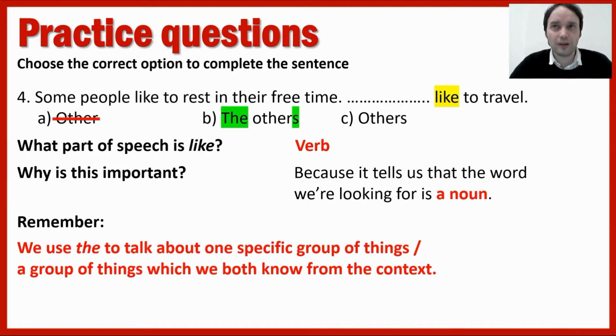We use "the" to talk about a specific thing or group of things, or something we know from the context. Some people like to rest in their free time, others like to travel. Do we know anything about the people we're talking about? Are we talking about a specific group of people? Are we talking about people in England? Are we talking about young people? Are we talking about people in your office? No, we're talking about people generally. So we're not talking about a specific group of people.